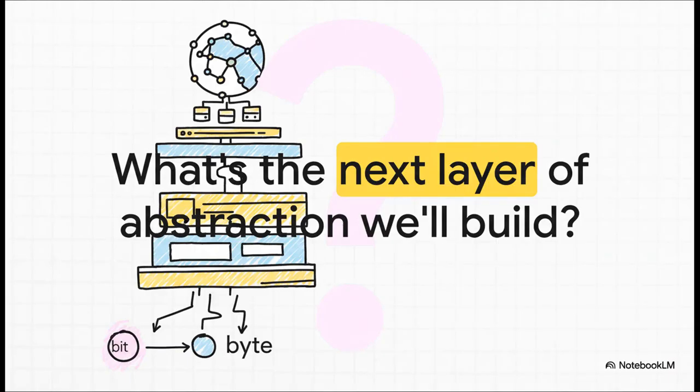So think about it. We went from a single switch that can only be on or off all the way to a global network just by building clever layer of abstraction on top of clever layer of abstraction. Each new layer lets us forget about the complexity below it and build even more amazing things on top. It really makes you wonder, what's the next layer going to be?